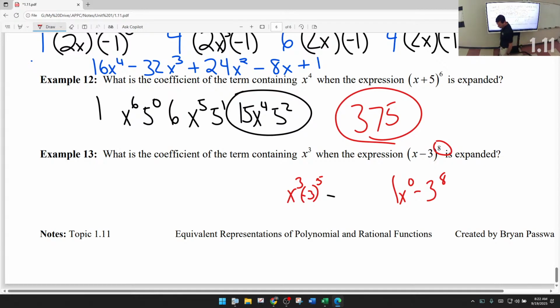Did he go all the way down to 8? He didn't go all the way down to 8. You already did it for me though. 1, 8, 28, 56. 1 for the 0, 8 for the 1, 28 for the 2, and 56 for the 3. Y'all kind of see how I'm doing all that, right? So y'all had to take that one more down on your Pascal's triangle.